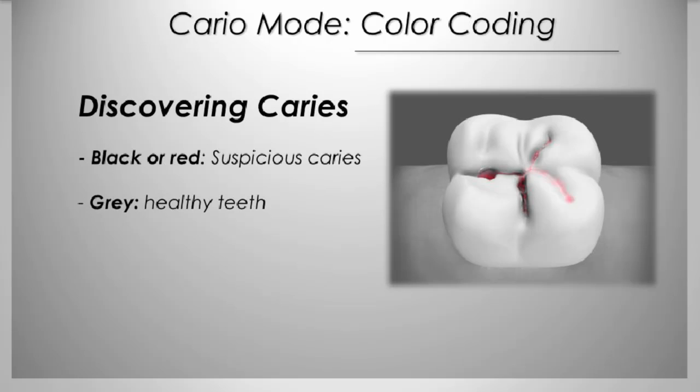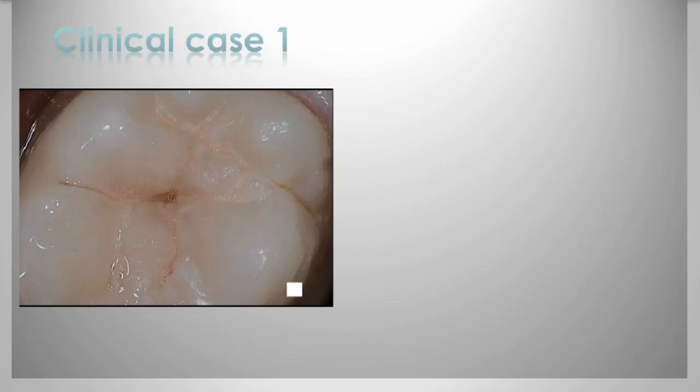Let's talk about the technology a little bit. When you discover the caries, the help that we get is you'll see either black or red, and that means there's suspicion of caries. And of course, gray is the healthy area, and the white is the tooth. So let's look. I think we're going to look at 5 clinical cases, and they're not really complicated at all. Actually, they're very simple, but it'll just give you an idea what you can do with this technology.